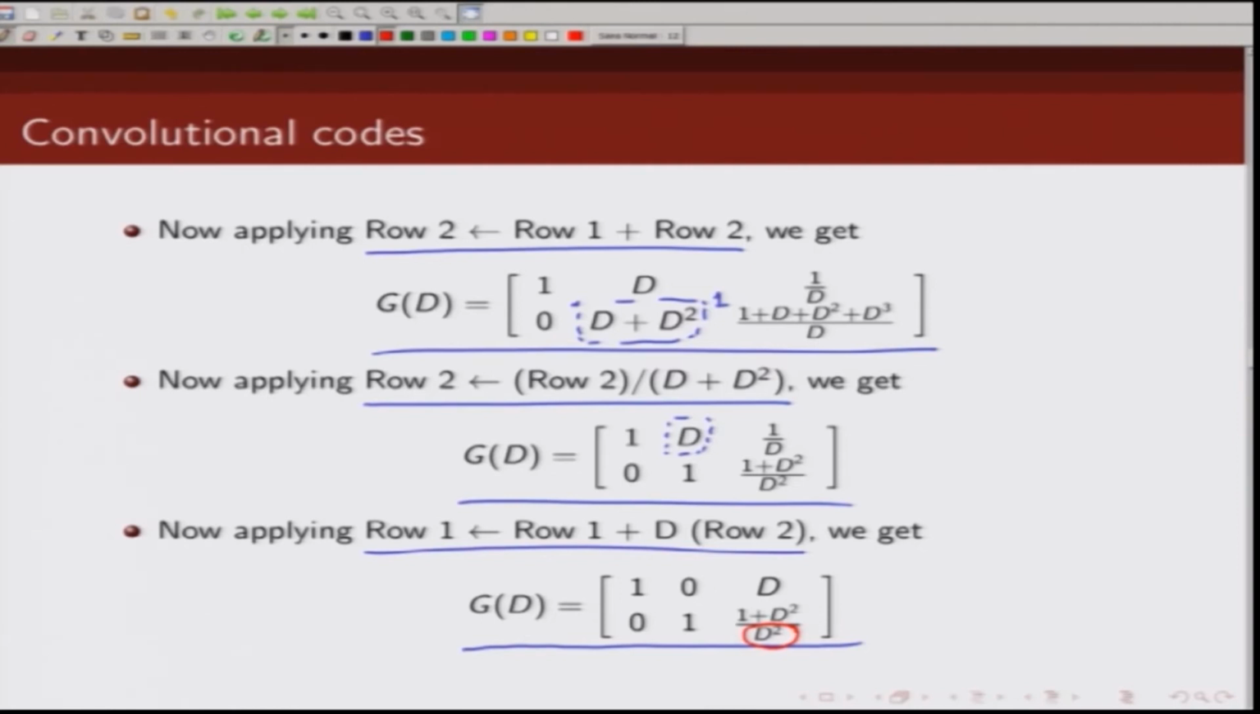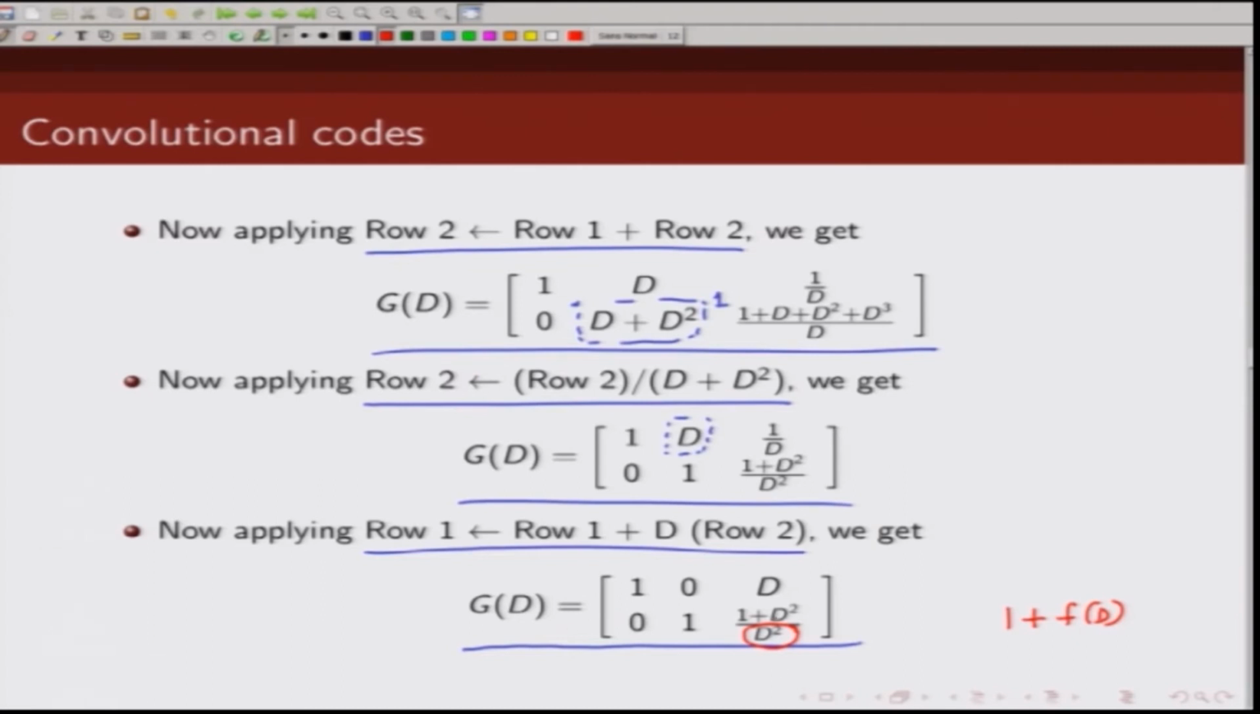So, any denominator term that we have has to be of the form 1 plus some polynomial, but here this 1 is not there. So, we cannot realize a rational function of this form using our shift register. So, this particular equivalent systematic encoder is not realizable.